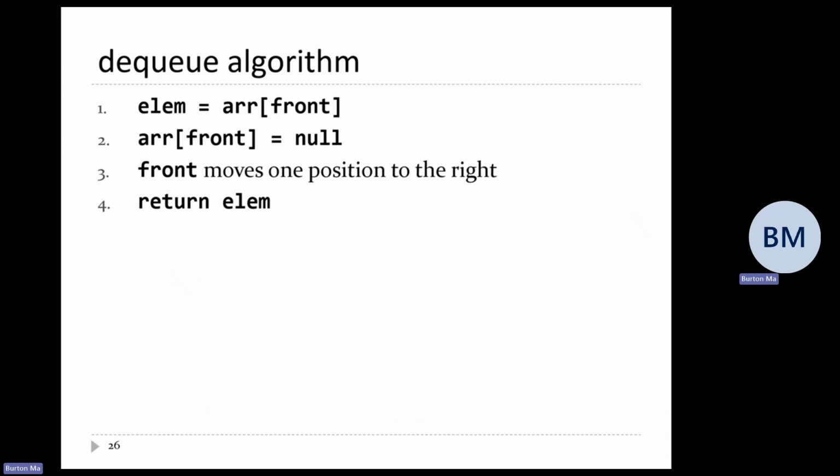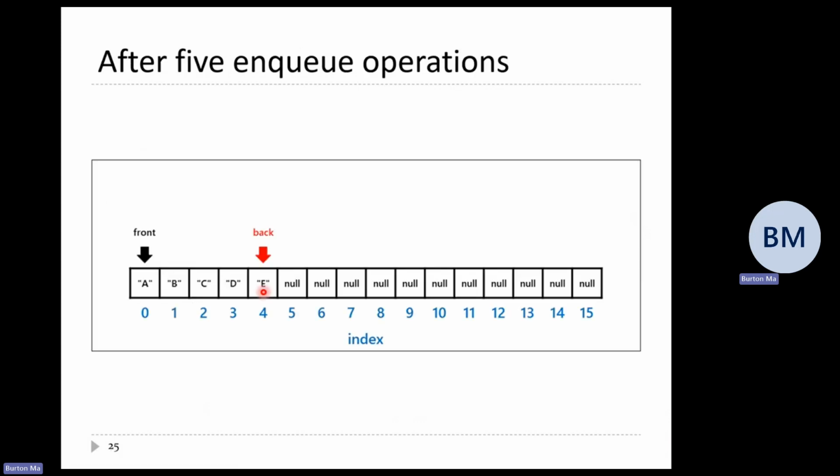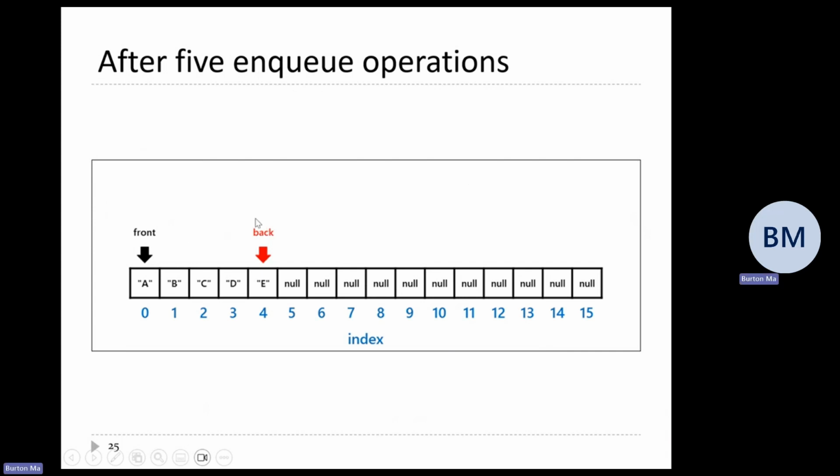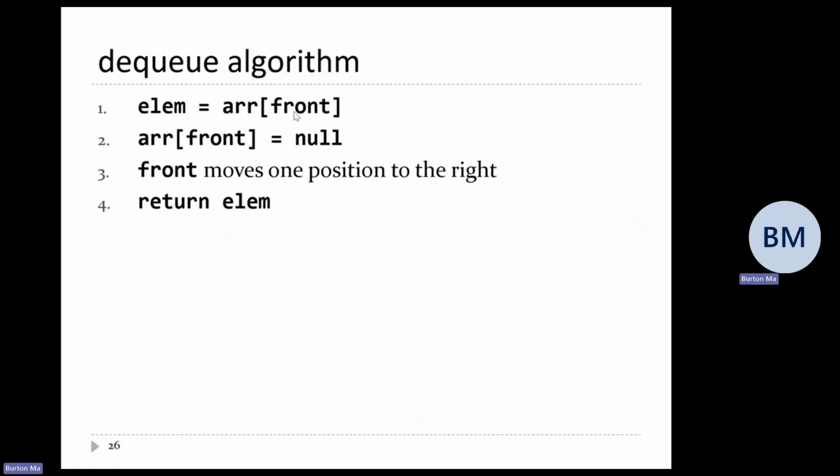So what about dequeuing the element? To dequeue the element, I want to remove the A from the queue. Before I remove it, I'm going to remember what it is so I can hand it back to the caller. So I'm going to remember the element sitting at the current front index. I'm now going to remove that element from the array, in this case, so I'm going to null it out.